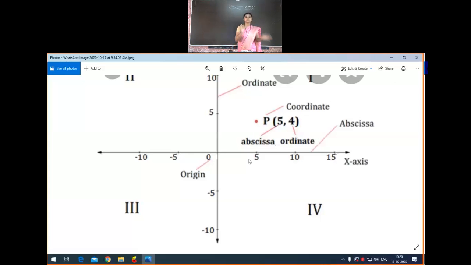Here we have to discuss one more thing, that the x coordinate is also called, you all know, abscissa.